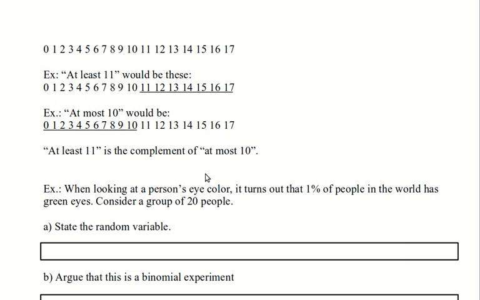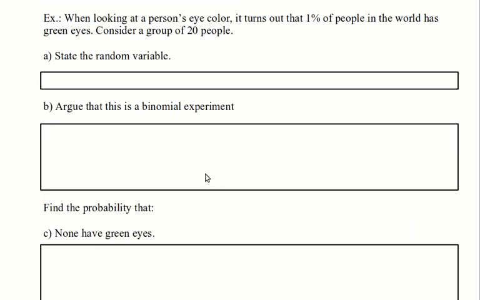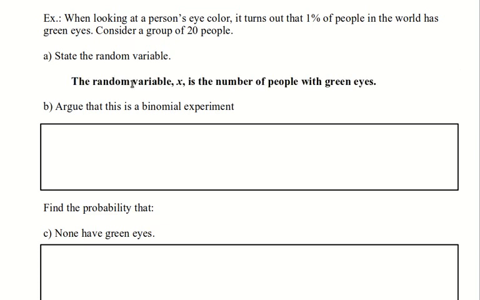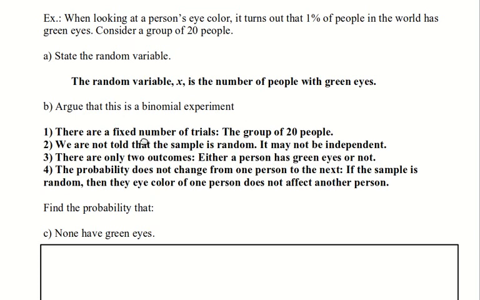Let's look at an example where we've got 20 people and we're told that 1% of people in the world have green eyes, and we're interested in the binomial probability distribution. So what's the random variable? Well, we might as well just say the number of people with green eyes. Is this a binomial experiment? Well, there's a fixed number of trials. There's a group of 20 people.